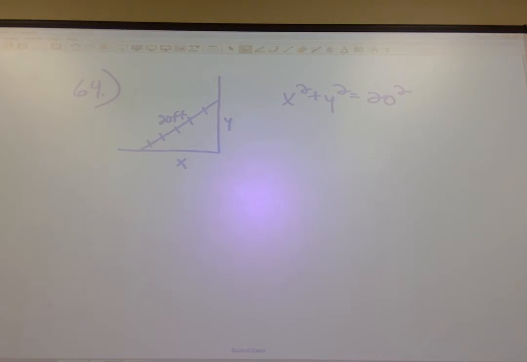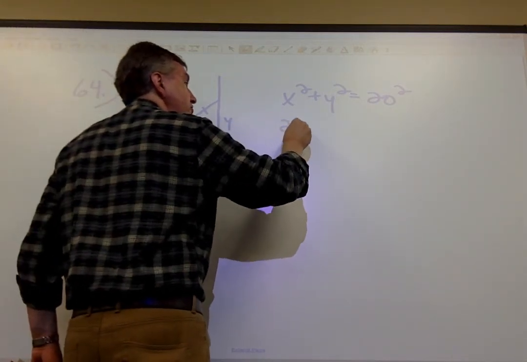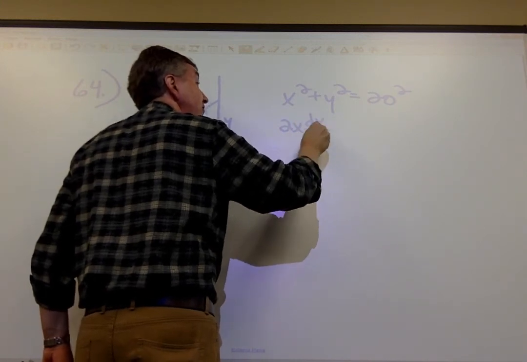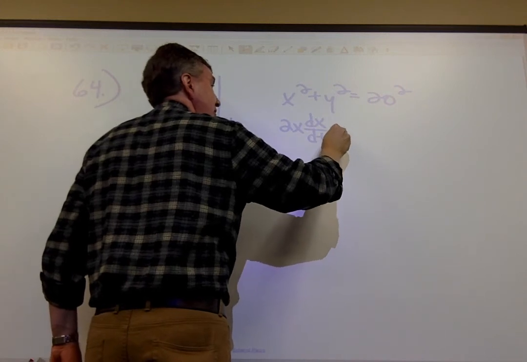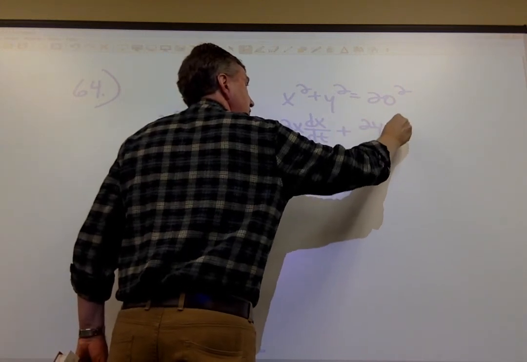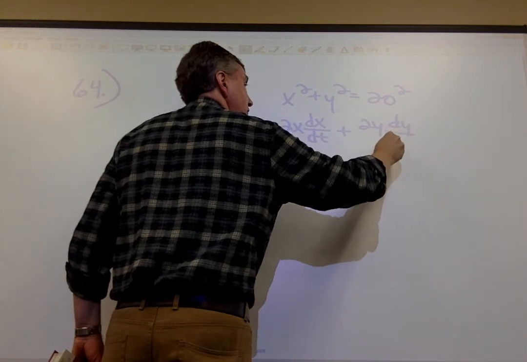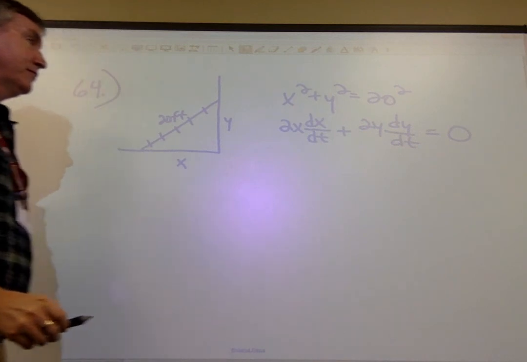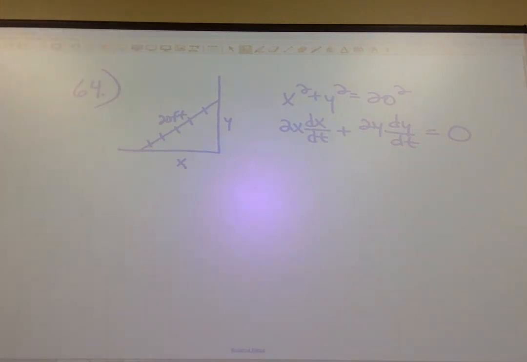Go ahead and take the derivative. Let's take the derivative. 2x dx, like 2x dx/dt plus 2y dy/dt equals 0.